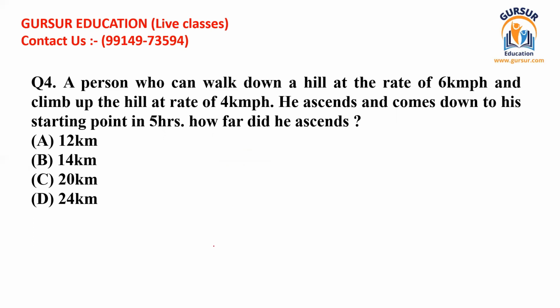So if we describe it again, he is climbing up a hill with the speed of 6 kilometers per hour. He is coming down from the hill at the speed of 4 kilometers per hour, and in total he is taking 5 hours. So you can easily see that two speeds have been given for the same man, but only one time is given for the man. So we know that we have to apply the formula of speed is equal to distance divided by time.